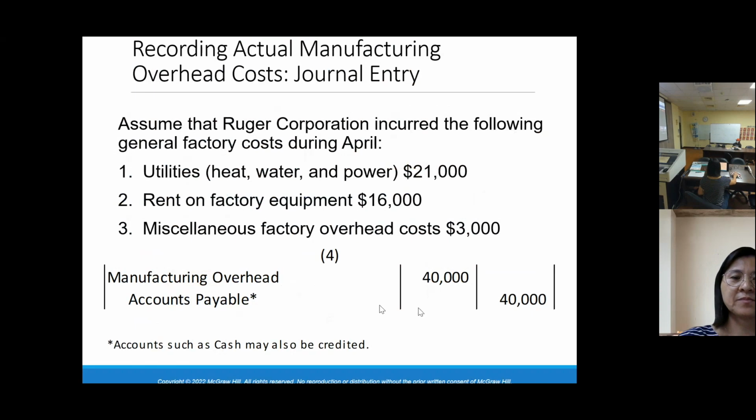Or sometimes you pay by cash, so you will reduce your cash. You can also record manufacturing overhead increased by 40,000, accounts payable 30,000, and cash 10,000. If you put cash on the right-hand side, that means your cash is reduced. When cash is on the left-hand side, your cash increases. When cash is on the right-hand side, your cash is reduced. Understand? Okay.